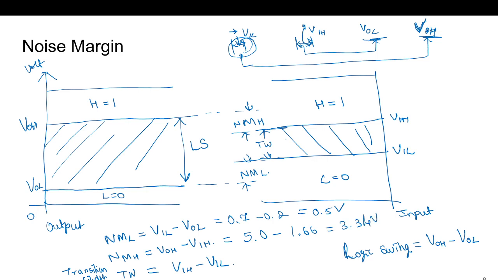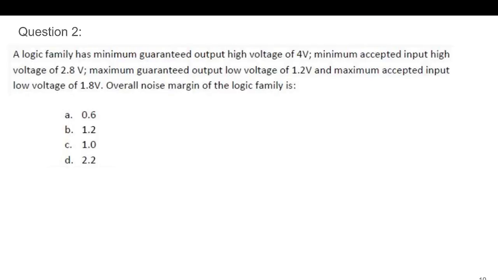For the transition width, we know this was 1.66, and the logic high, we were getting from 0.5 to 0.2. So this is our logic side. This is one problem from the noise margin.